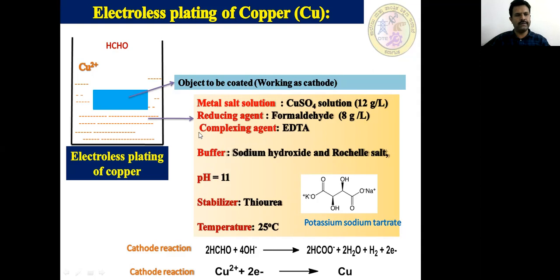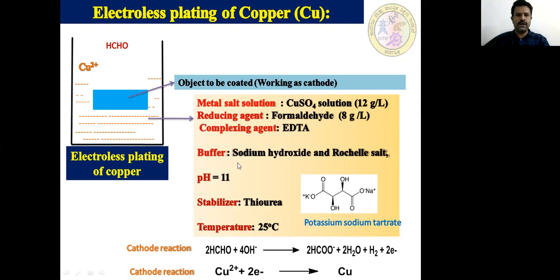And for other additives, to get a very good electroless plating layer, we should use some additives like a complexing agent. A suitable complexing agent is EDTA, ethylenediaminetetraacetic acid, or ethylenediaminetetraacetate. This will help to balance the concentration of copper ions in the electroless plating bath. And another important additive is a buffer solution.